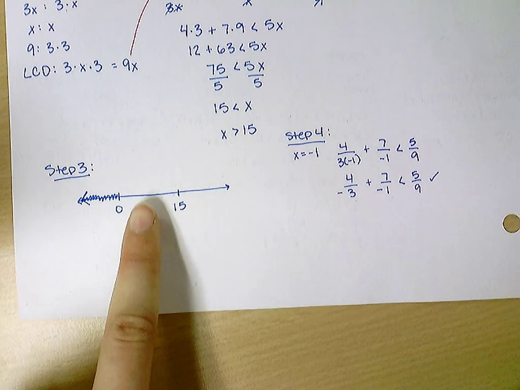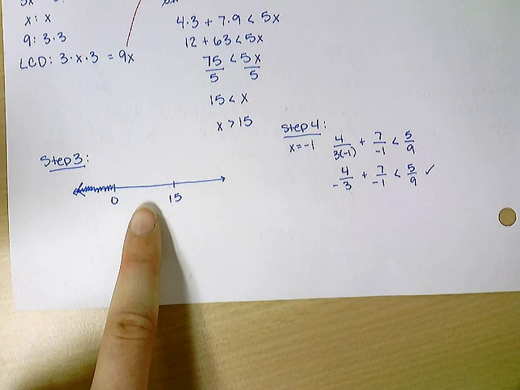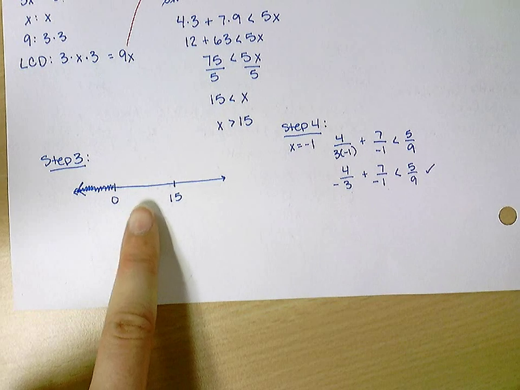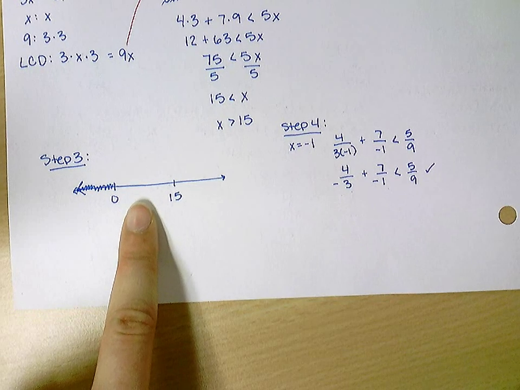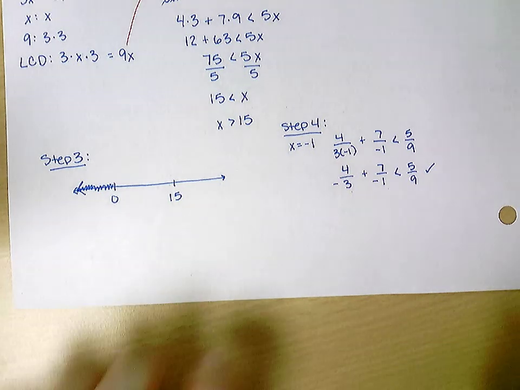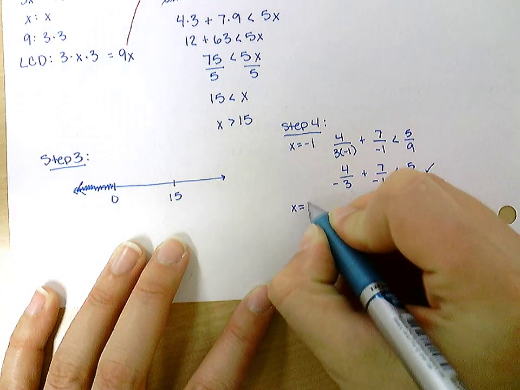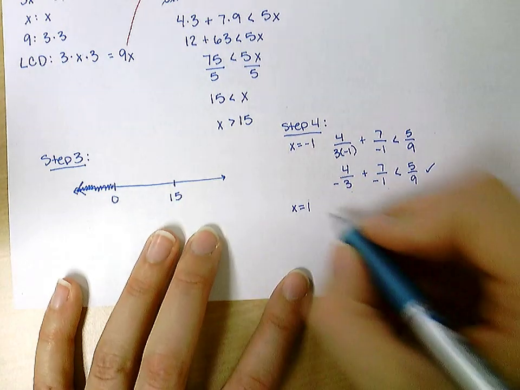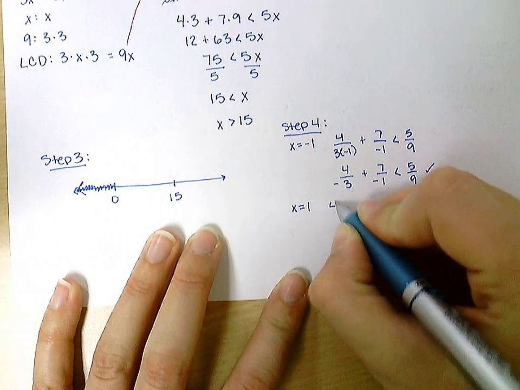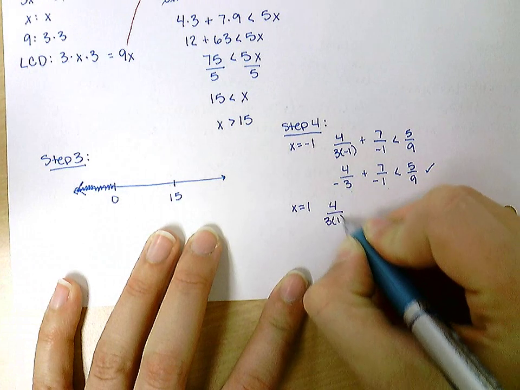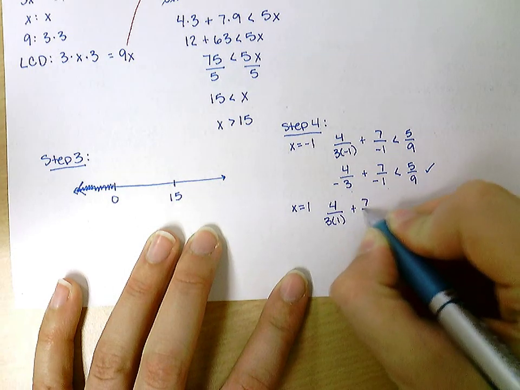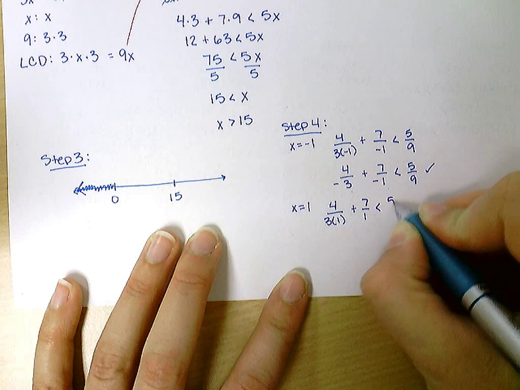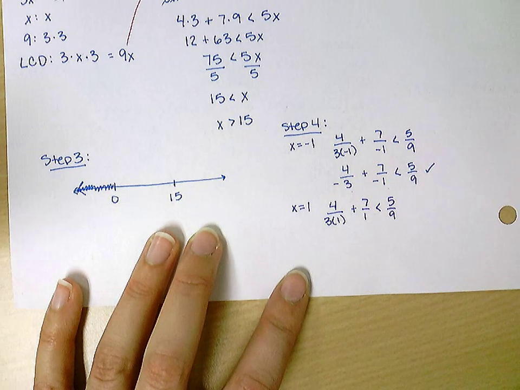Okay, next I need to test a value between 0 and 15. What value should I pick? What's the easiest value to pick between 0 and 15? 1. We could do 6 though, right? Yes, you could. Okay. So plugging in 1 for x, I would have 4 over 3 times 1 plus 7 over 1 is less than 5/9.